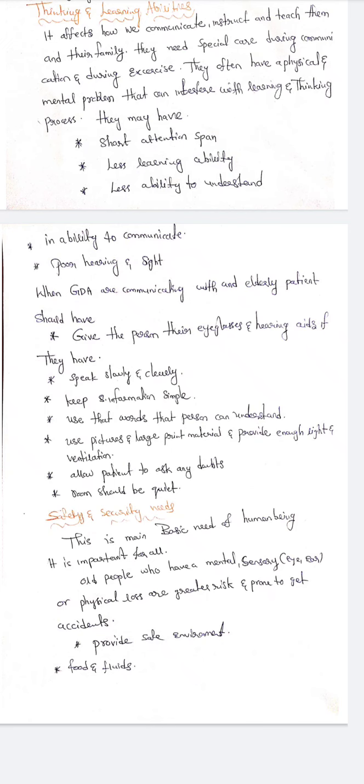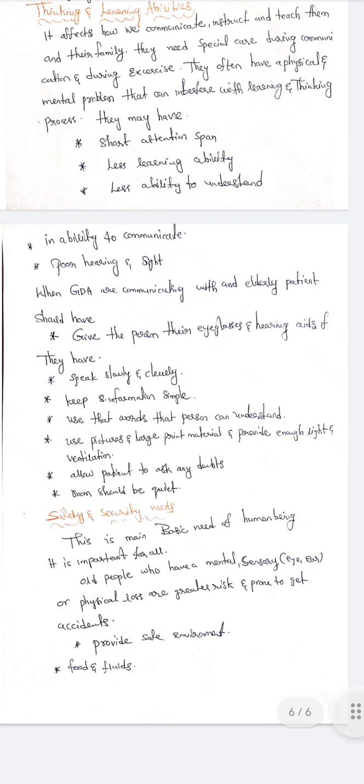Next, speak slowly and clearly. If we want to say anything to them, we have to speak slowly and clearly so that they can understand what we have said. Next, keep information simple. We have to give the information in simple form. Then they can understand properly.